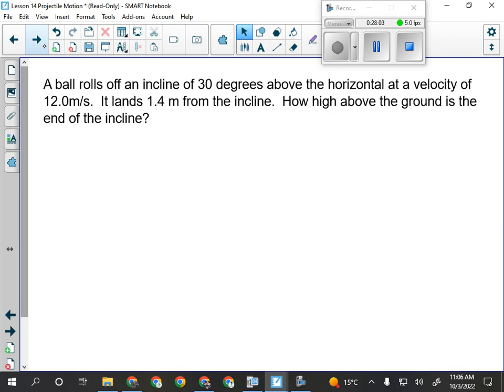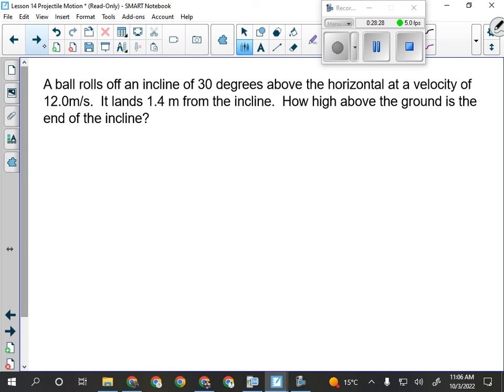Okay, so now this one's a little bit different. We have a ball that rolls off an incline that is inclined 30 degrees above the horizontal at a velocity of 12 meters per second, and it lands 1.4 meters from the base of the incline. How far above the ground is the incline? So now this is the one you were talking about.